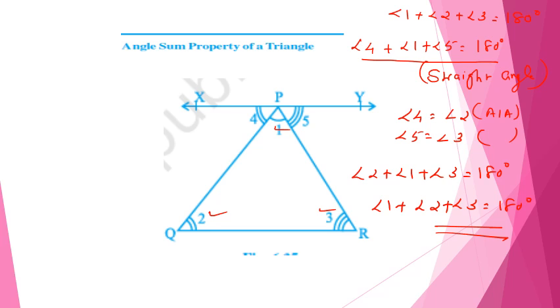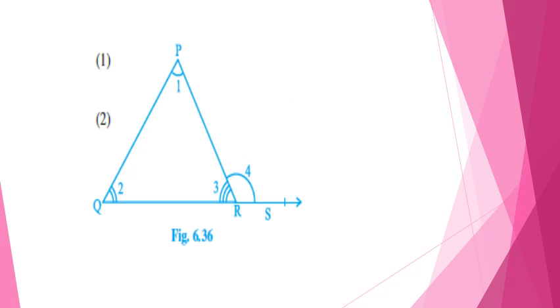So what are the concepts we used here? Straight angle and alternate interior angle. Next, see, this is an exterior angle, angle 4. Okay, angle 4 is an exterior angle.